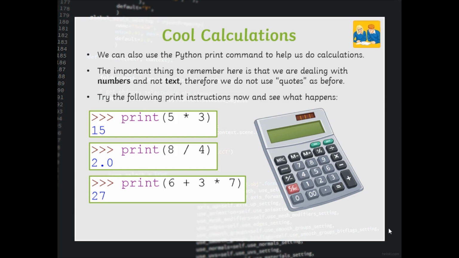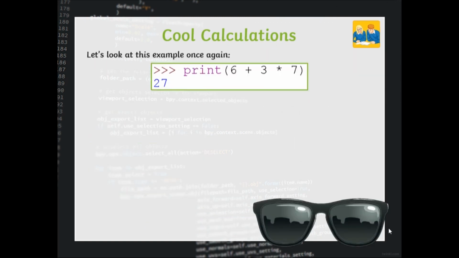If you say print 8/4, you will get 2.0. If you say print 6 plus 3, the answer is 9. That is what you are going to get. Let's look at this example once again. Computers often use the symbol asterisk for multiplication.